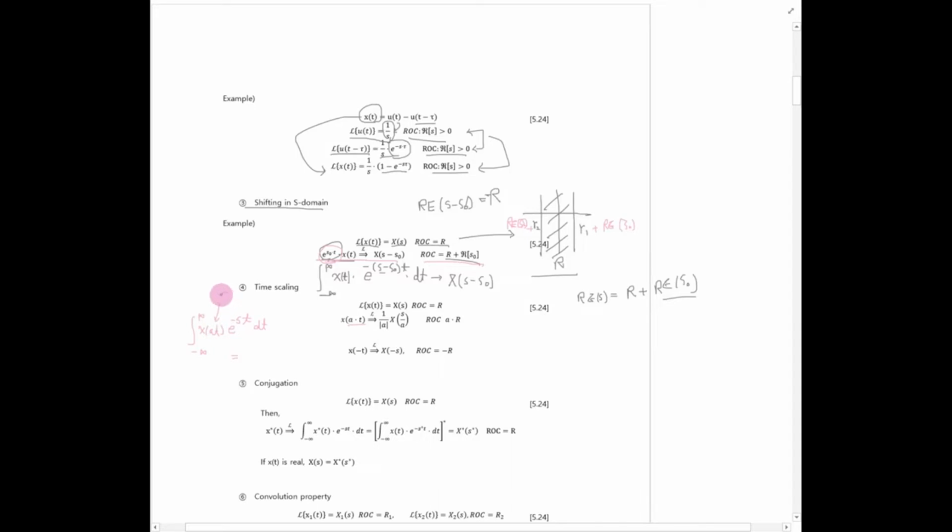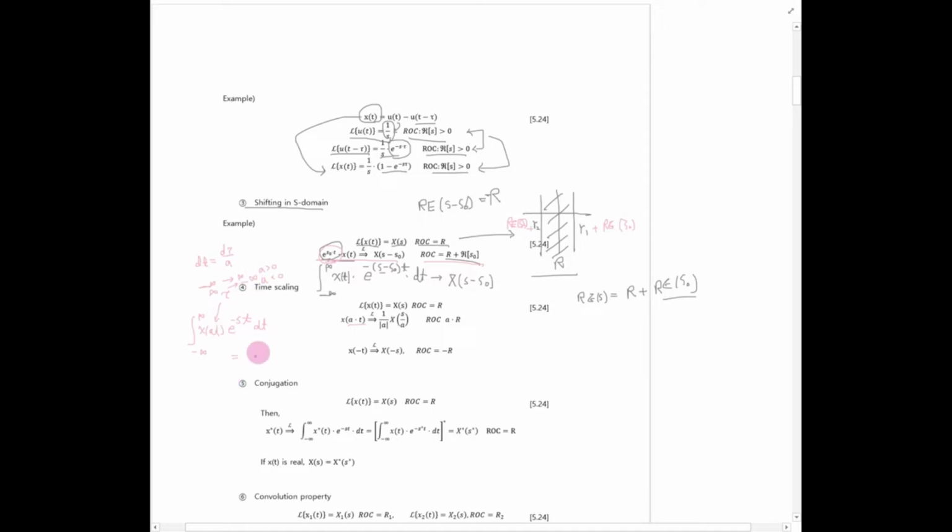Let's assume this is tau. Then dt equals d tau over a, because at equals tau, so dt equals d tau over a. And if a is positive, then tau changes from minus infinity to infinity. What about a being negative? Then in this case, as t goes to positive infinity, tau should approach minus infinity.